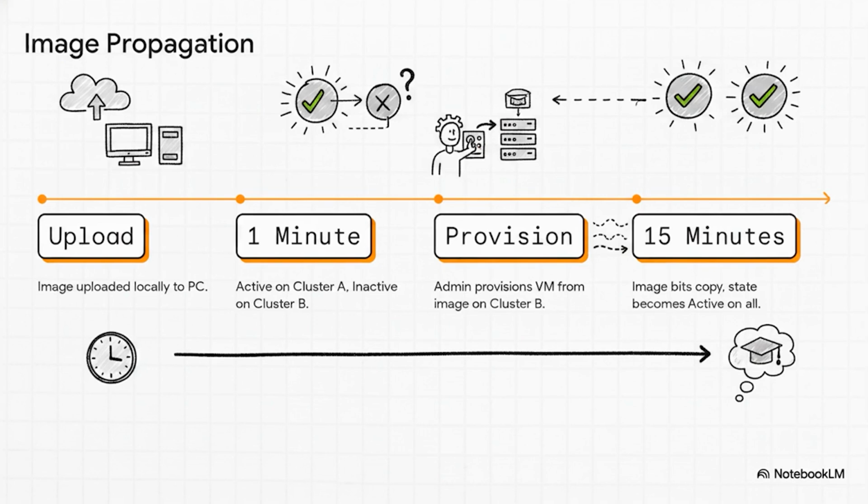If you try to provision a VM on cluster B right then, the system literally has to go fetch the data. Once the admin initiates that provisioning, then the image bits copy over. It takes a little time, but eventually the state flips to active across all managed clusters. Just be super aware that the exam might try to trip you up on this inactive state, delaying immediate provisioning.